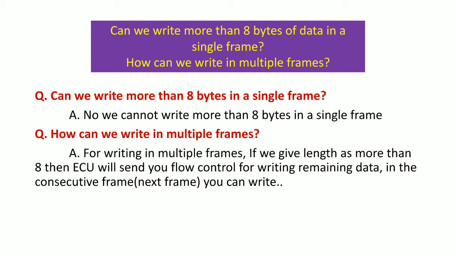Consecutive frame means 8 bytes of data you have written, and again 8 bytes of data you can write in the next frame. That is called a consecutive frame. For example, in the previous tutorial I mentioned 10b. 10b means you can write only 11 data bytes. So the first 8 you can write in one frame, and the remaining data you can write in another frame. If you mention 70 data bytes, then you have to mention 10e or 10f. Then until the 70 data bytes complete, you can write consecutive frames. The ECU will send you only one flow control. After that you can write consecutive frames till the data ends.